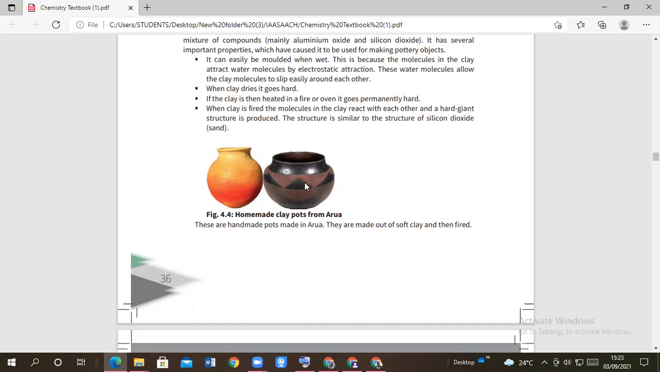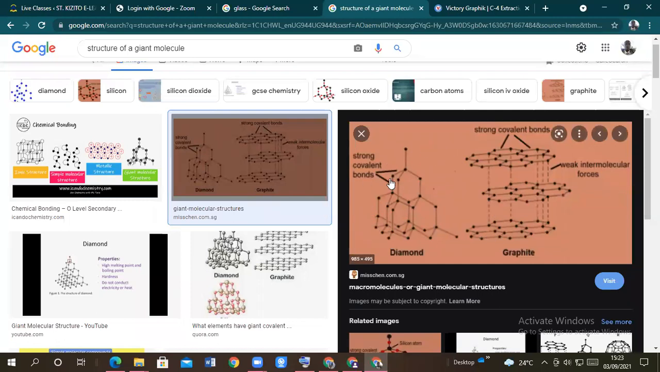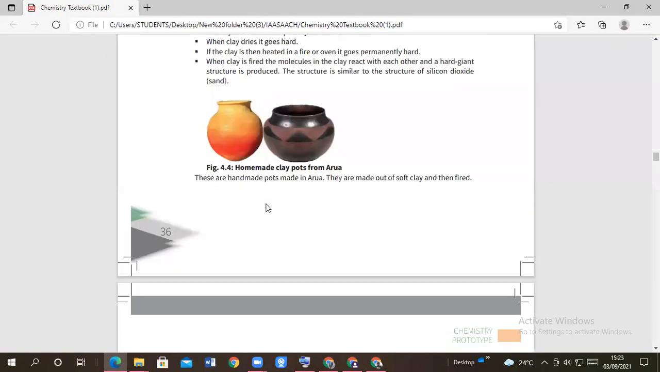So these are the pots. These are homemade clay pots from Arua. These are handmade pots. But you see the shape they have. Because clay has the ability to form a giant what? A hard giant structure. I will show you how the giant structure is. If you want to look at it again, it is here. This is the giant structure of diamond, the giant structure of graphite. Okay? So that is what we have there.